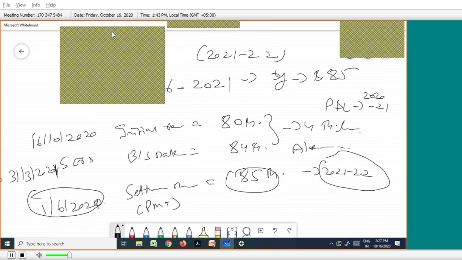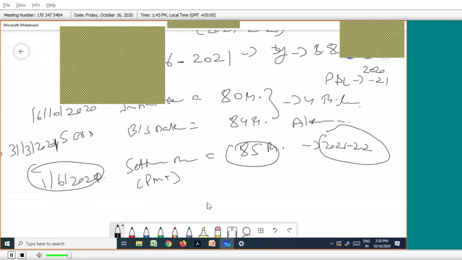Share your views. From Swati, 1 lakh. What about others? 1 lakh from Kavita. Preeti, 1 lakh. Good. 1 lakh is the correct answer. Darshini, 1 lakh. 1 lakh is the correct answer.